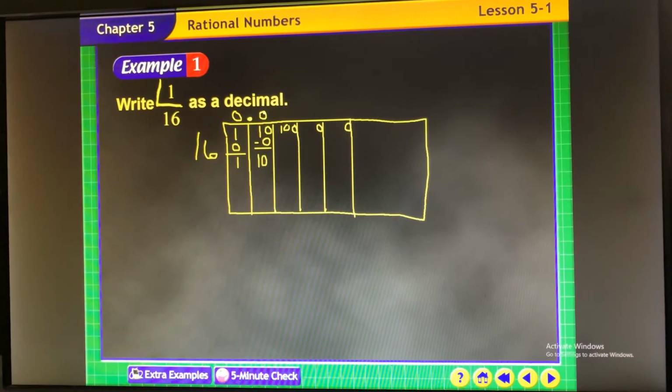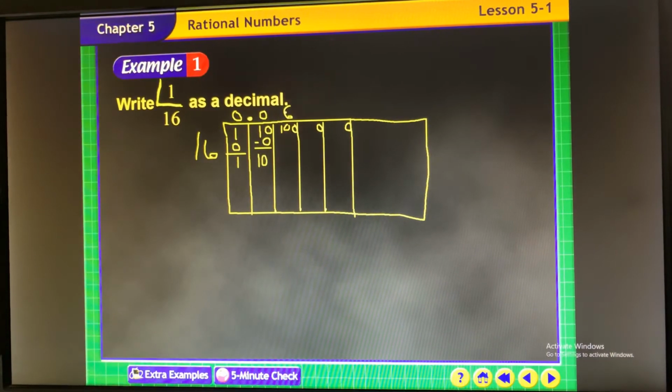And that's when we're going to start to. 16 goes into 100 how many times? We want to say 6 times, right? So 16 times 6 is equal to 96, like that. Subtract and you get a 4. You're going to bring the 4 up here and say 16 goes into 40 how many times? You would say 2 times. And 16 times 2 is 32. And you subtract. And you bring the 8 up.